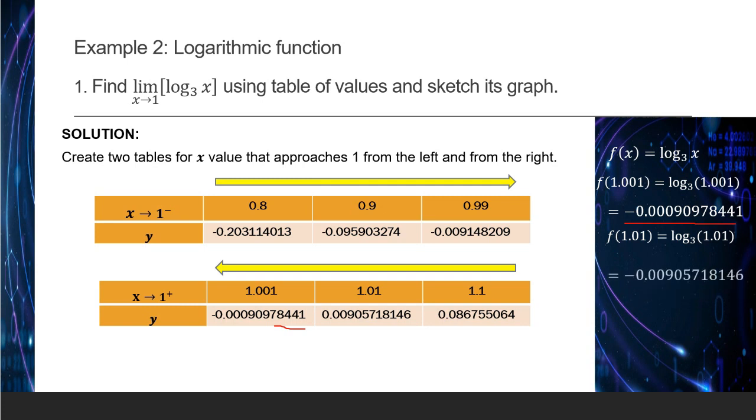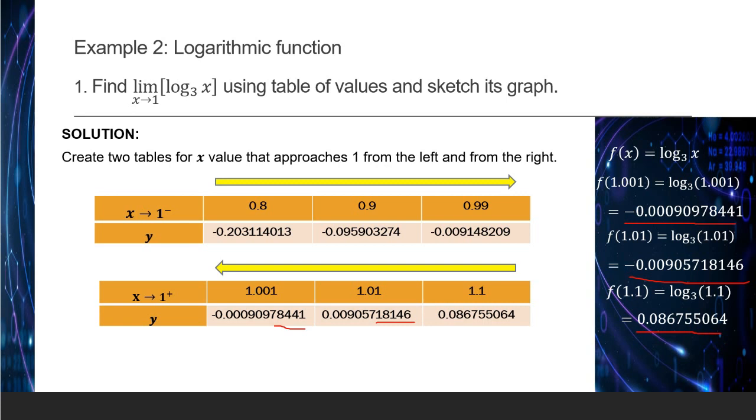Next, we have if x is 1.01, so f of 1.01 is equal to logarithm of 1.01 to the base 3. This is equal to 0.00905718146. Okay. And the last one, if x is 1.1, so we have f of 1.1 is equal to logarithm of 1.1 to the base 3. That is equal to 0.08675564.